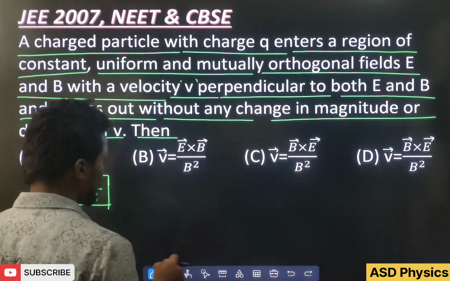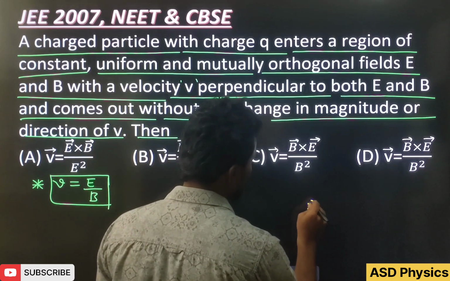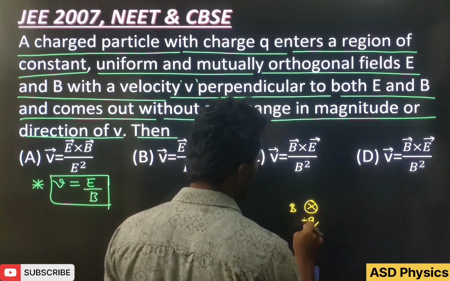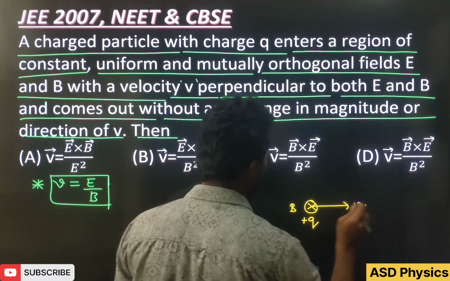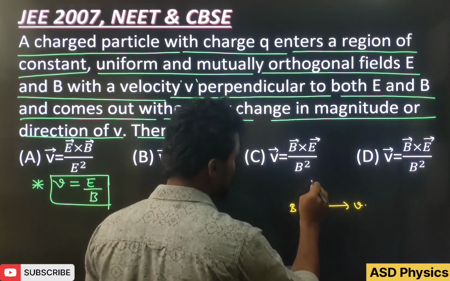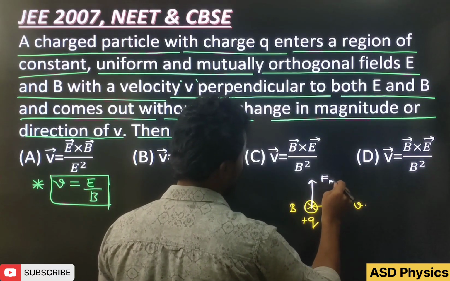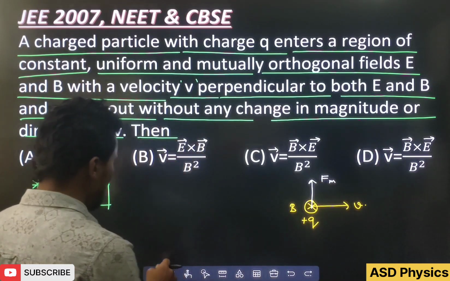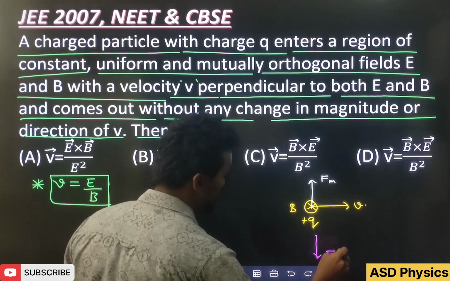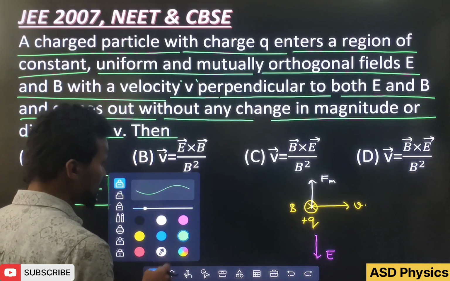One thing here, let's take for example, if I take this is the magnetic field inside the board. And let's take the charge particle I have taken positive, and velocity in this direction. So you know very well what will happen. This is the direction of, you know very well, now you are intelligent, Fm. And let's take this one, electrostatic force is downward. Electric field is downward.